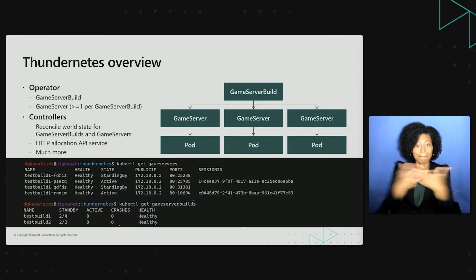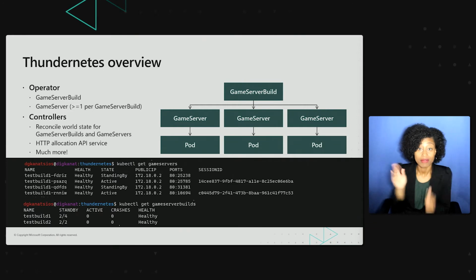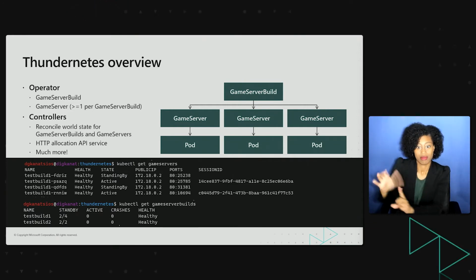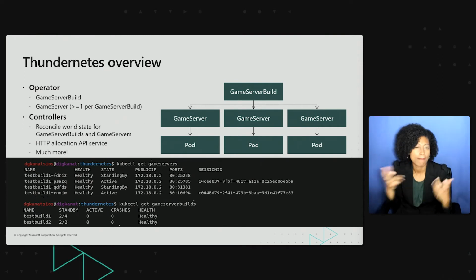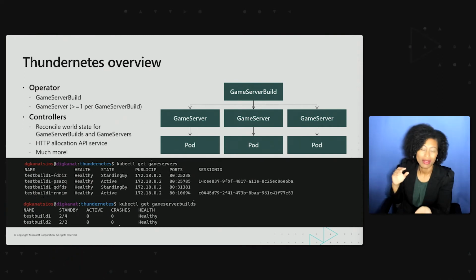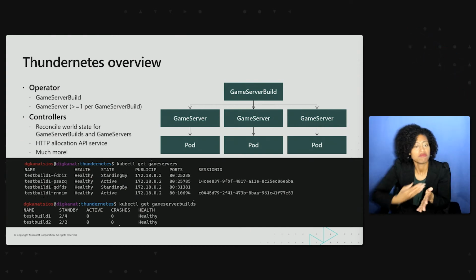What is called in the Kubernetes literature reconciliation, right? So that's it. We also have an API service that we can use to allocate via HTTP. This will be used by your matchmaker or lobby service, right? So they can allocate game servers and a lot more stuff, right? We're building Thundernetes in a modular fashion so we can extend on top of it.